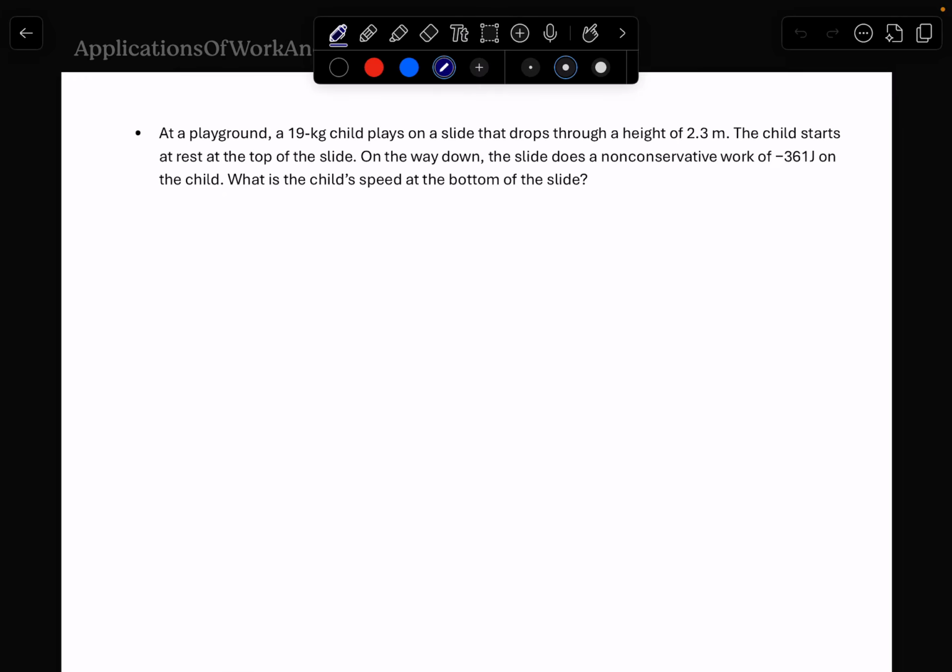All right, let's look at some of the problems where we apply the concepts of work and energy. So, at a playground, the 19 kg child plays on a slide that drops through a height of 2.3 meters. Let me draw this situation. If that's my slide, that's my height, which is 2.3 meters.